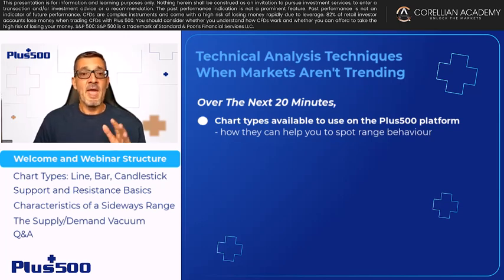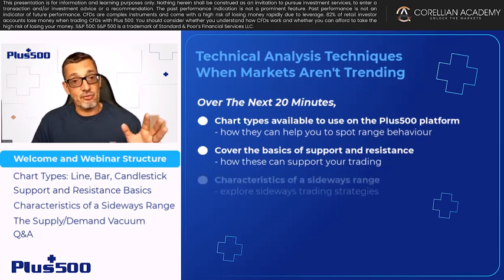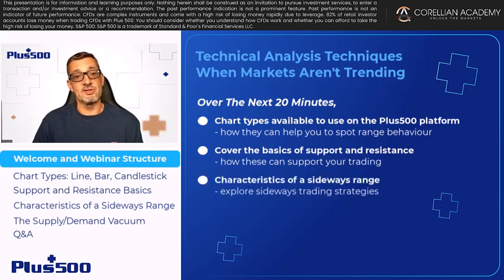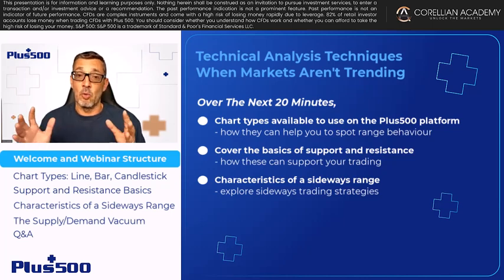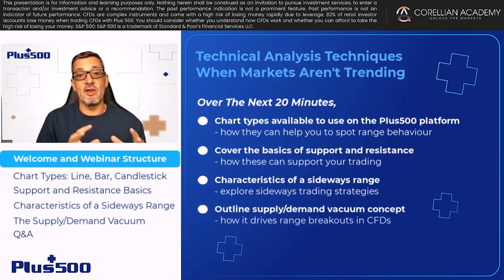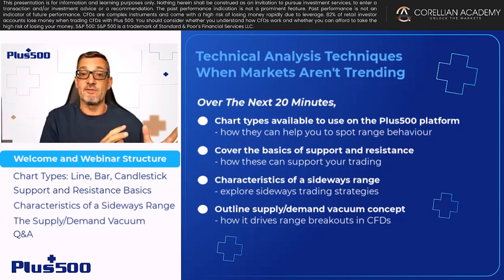Over the next 20 minutes, I'll discuss the chart types available for you to use on the Plus500 platform and how they can help you spot range behavior. I'll cover the basics of support and resistance, including how understanding these terms can support your trading. I'll run through the characteristics of a sideways range, and then I'll use a current example of gold as a case study to explore sideways trading strategies. And then I'll finish by outlining the concept of a supply-demand vacuum and how it drives moves in CFDs that you may be trading after a range breakout.